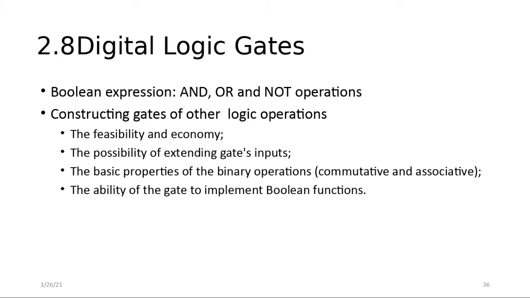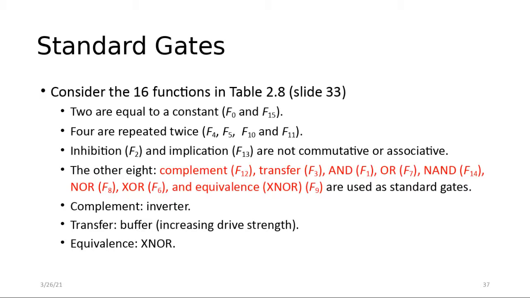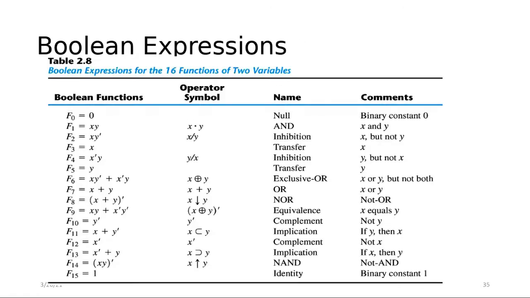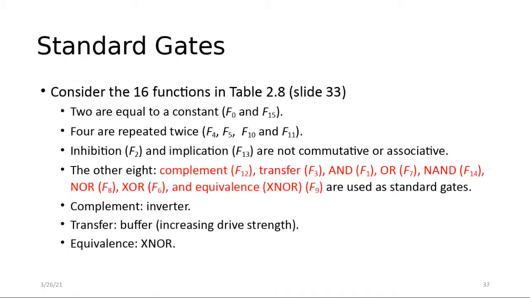So there is the possibility of extending gate inputs, the basic properties of the binary operation, for example commutative and associative, and the ability of the gates to implement Boolean functions. There were rules about that. For example, two are equal to the constants F0 and F15. F0 is null, F15 is identity, just binary 1. So let's see the other logic gates.